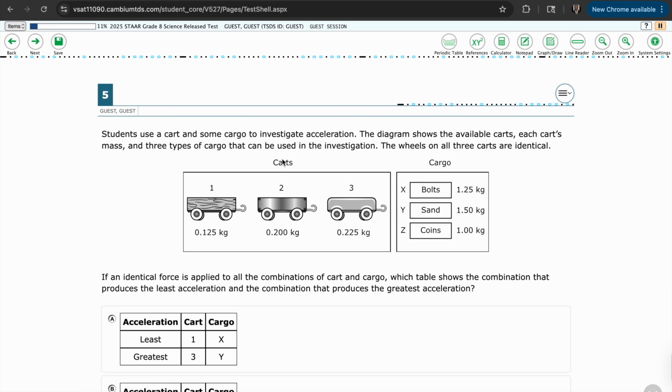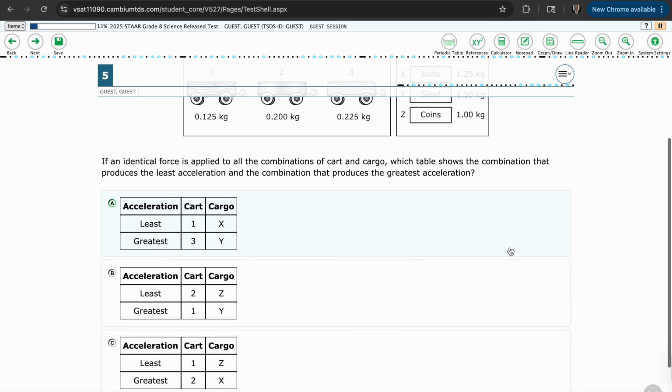Students use a cart and some cargo to investigate acceleration. The diagram shows the available carts, each cart's mass, and 3 types of cargo that can be used in the investigation. The wheels on all carts are identical. So you have cart 1, which weighs 0.125 kilograms, cart 2, which weighs 0.2 kilograms, and cart 3, which weighs 0.225 kilograms. We have bolts, which are 1.25 kilograms, sand, which is 1.5 kilograms, and coins, which are 1 kilogram. Okay, let's look at our question.